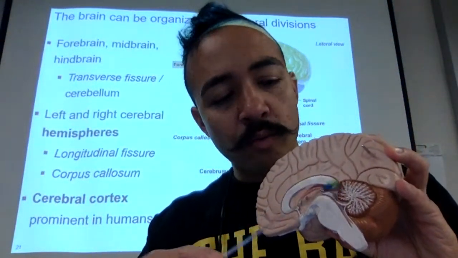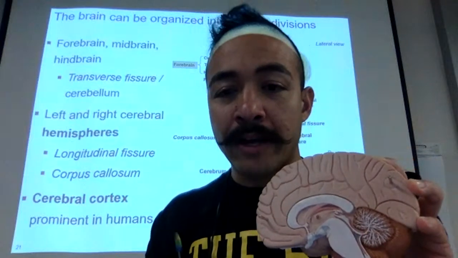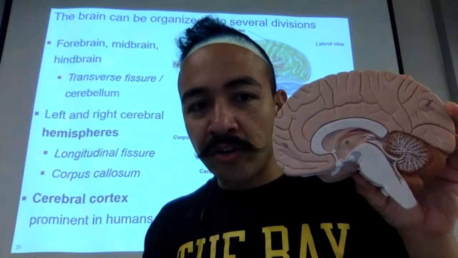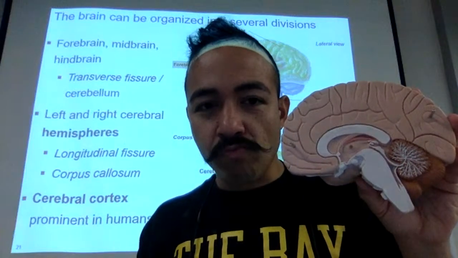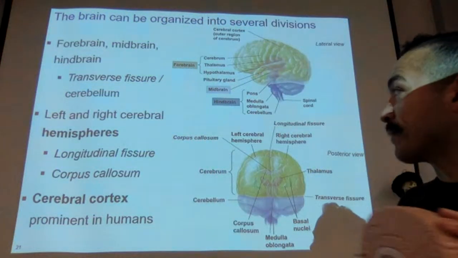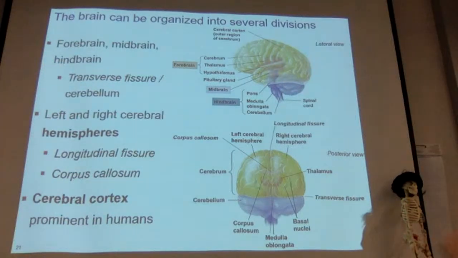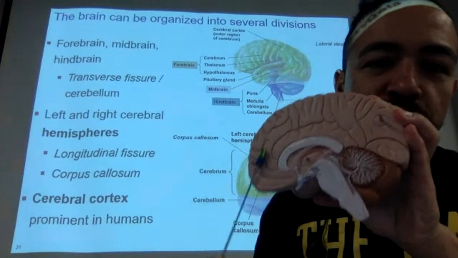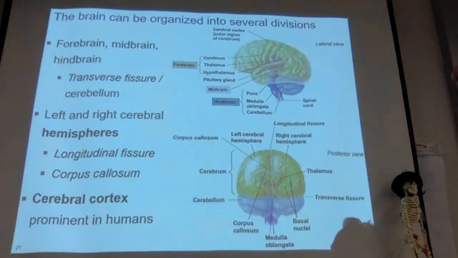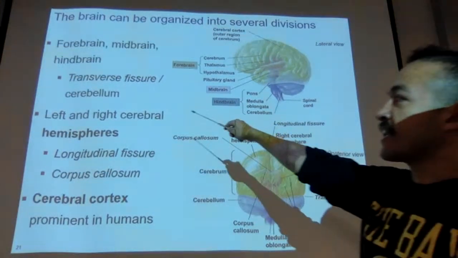So is the corpus callosum gray matter or white matter? Is the corpus callosum gray matter or white matter? Yeah, it's white matter. Most of what you see here is gray matter. Here is white matter. We'll get to that coming up. So that's another way you can divide it up.